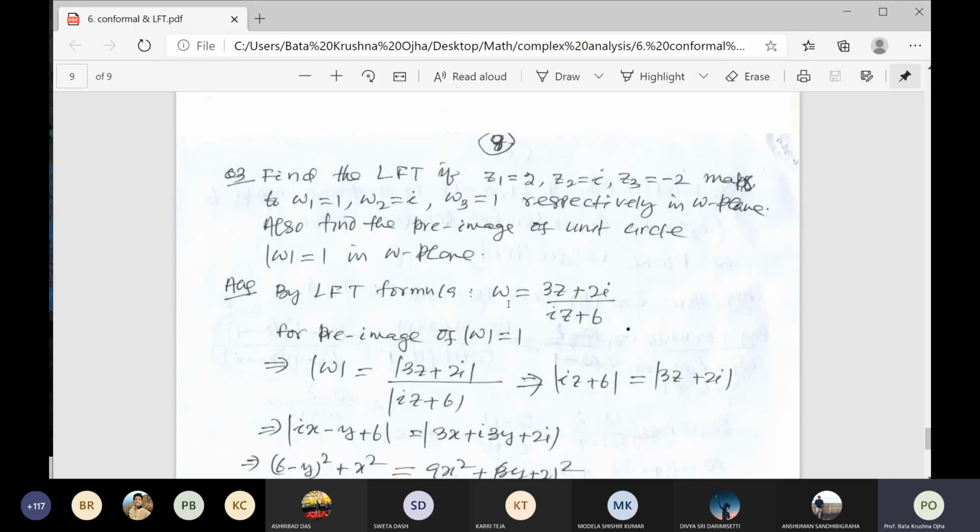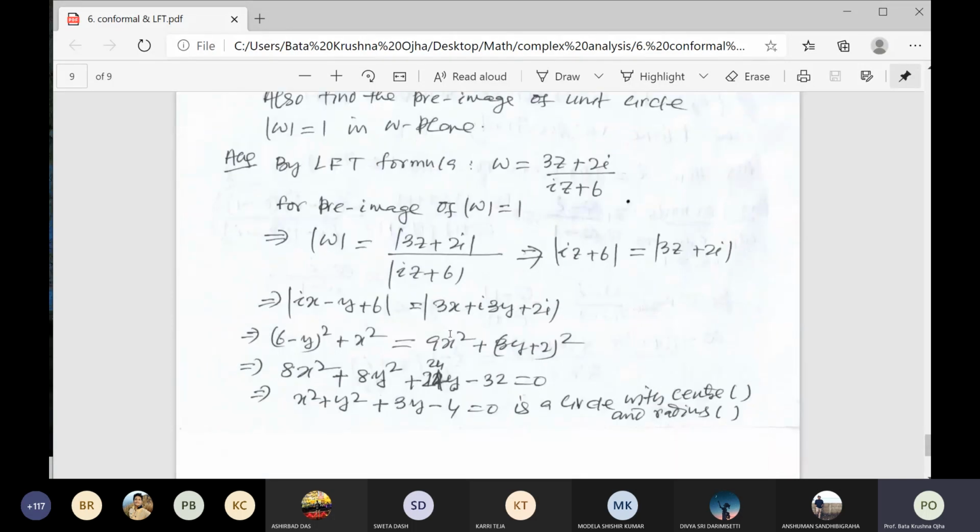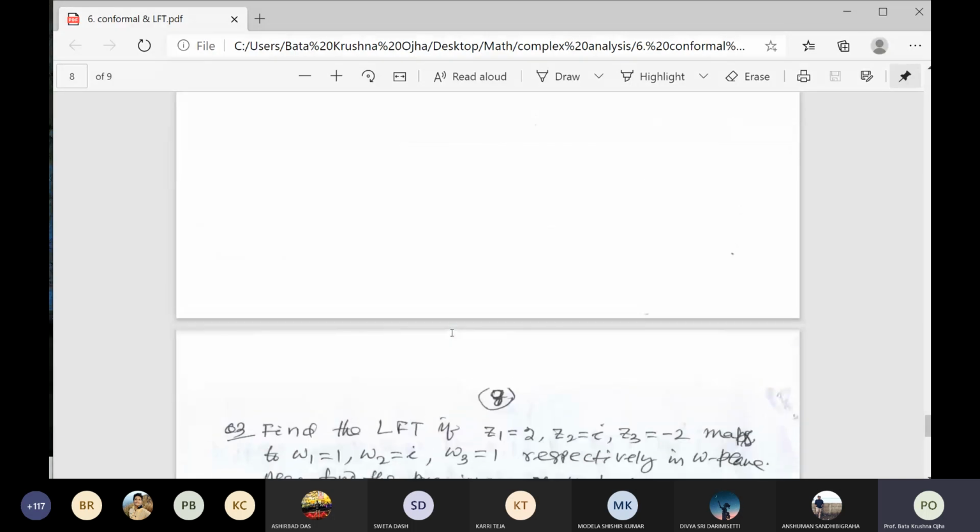Sometimes the question is to find the image of the unit disk. The unit disk means |z| less than or equal to 1. All right, so I have solved the question briefly.